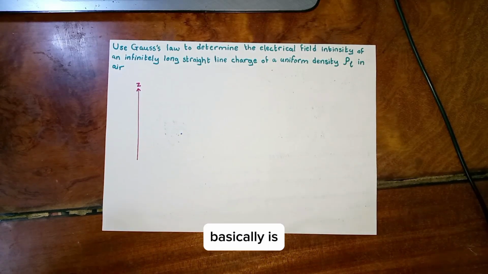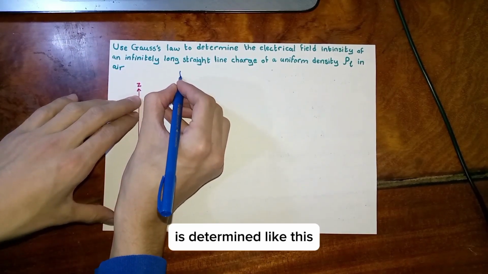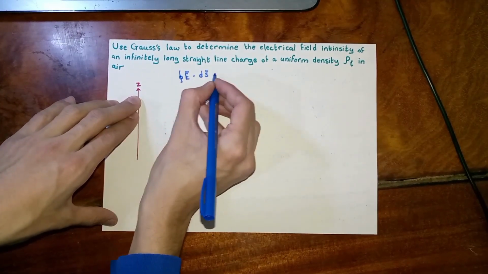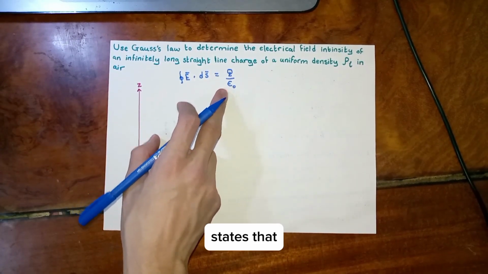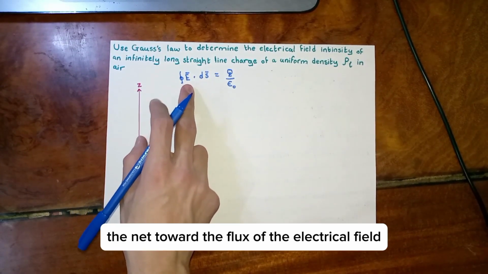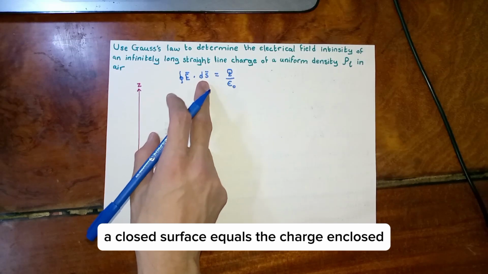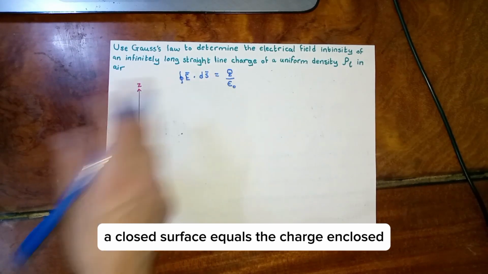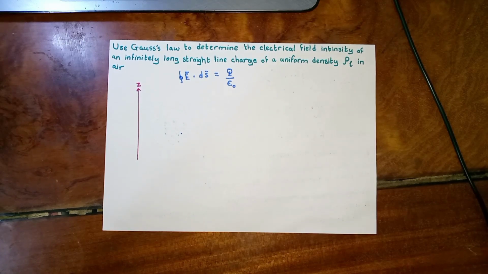Okay, we are going to solve this problem by taking advantage of Gauss's law. Gauss's law states that the net outward flux of the electrical field, or the net flow of the electrical field through a closed surface, equals the charge enclosed over the permittivity of free space.